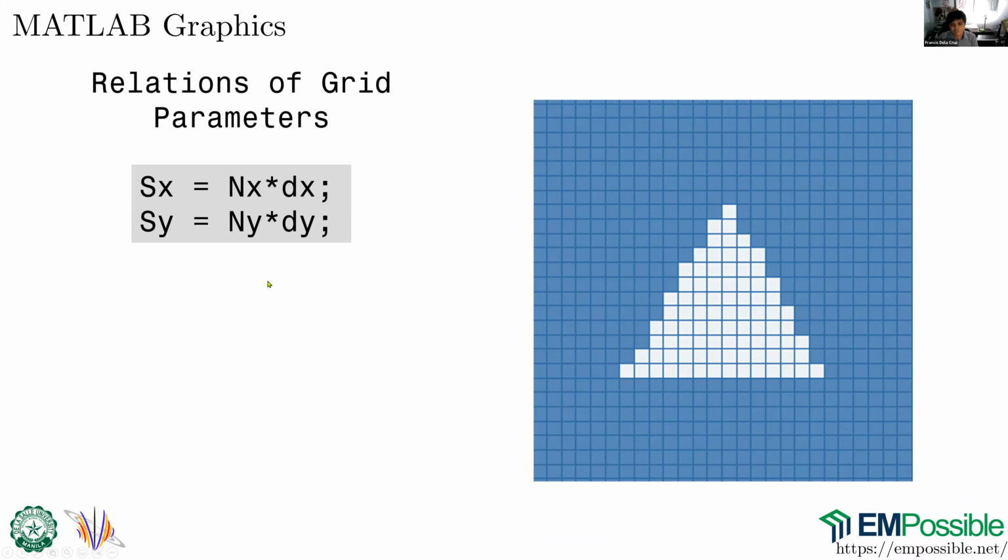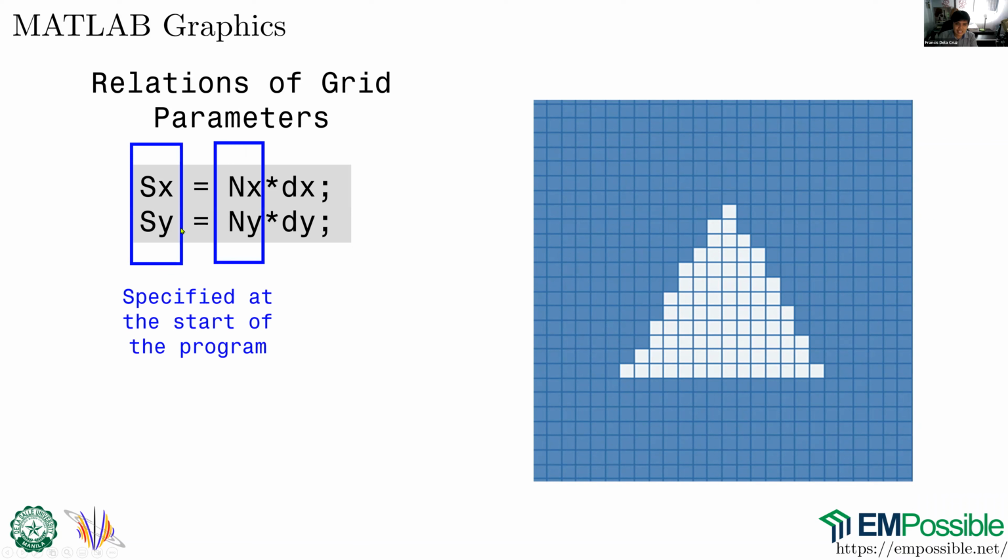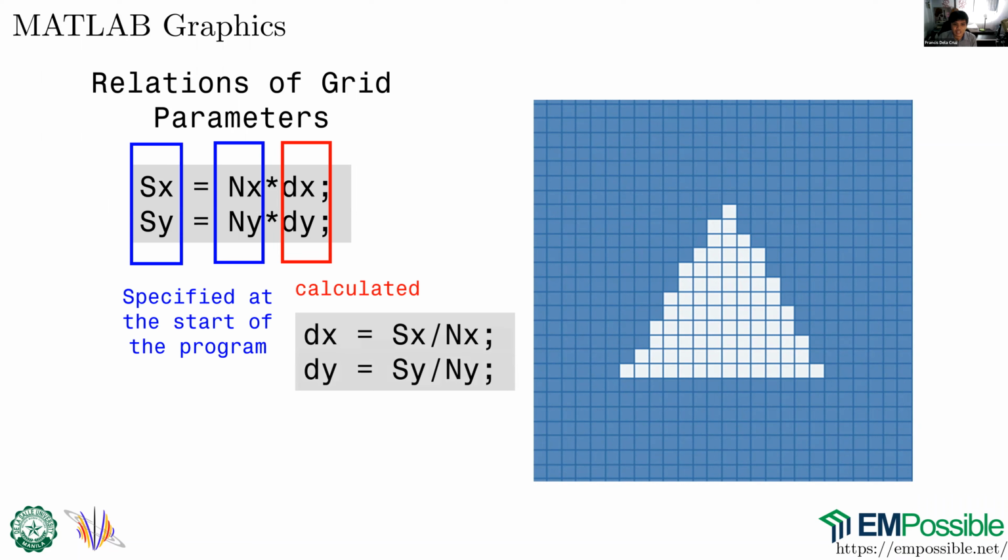But in our MATLAB graphics, most of the time, Sx and Nx are specified at the start of the program, while dx and dy are calculated, because this dx and dy can adjust themselves. So if we define Sx and Nx or Sy and Ny, we can control the size of a single element. We can make it as small as possible, giving us a higher resolution, or as huge as possible to have your plot or grid low res.